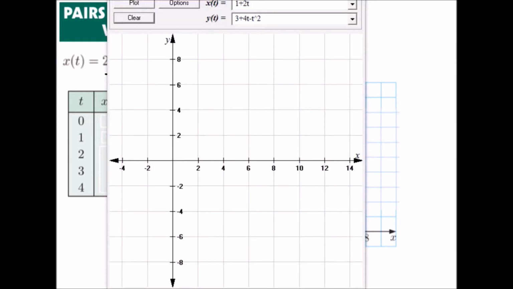And if we use our software, we can graph the same function. So here's my x expression, which was linear, and here's my quadratic for y, and we can plot those beginning at t equals 0, t equals 1, etc.